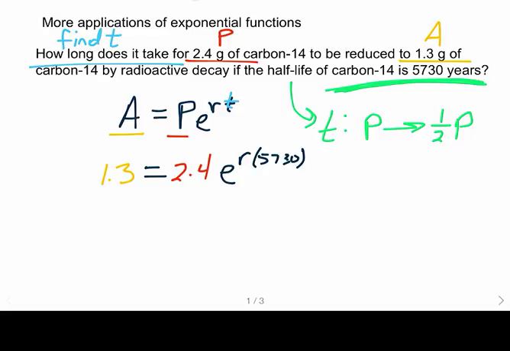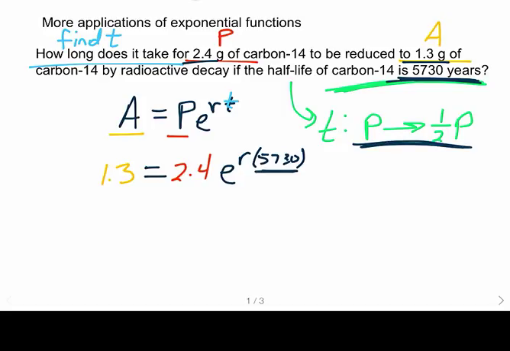Two reasons. One, if I knew that the time was 5,730 years, it'd be kind of silly for them to be telling me to find out how long it takes. That's number one. Number two, it doesn't take that long, 5,730 years, for 2.4 to become 1.3 grams. It takes that 5,730 years for the amount to be cut in half.